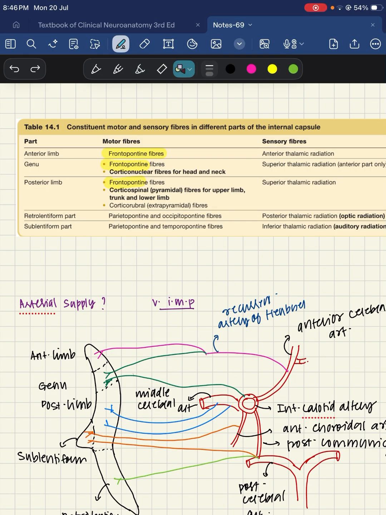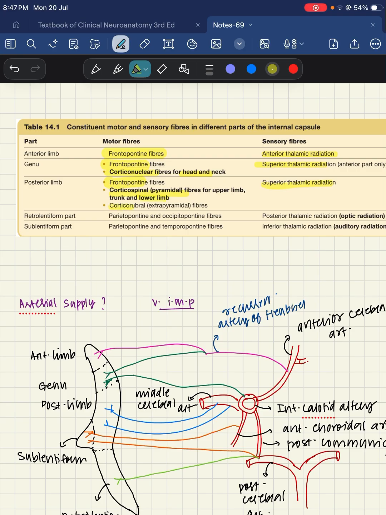In the genu we can see motor fibers, the corticonuclear fibers for the head and neck, and we can also see the superior thalamic radiations. I said superior thalamic passes through the genu, the anterior part, and the posterior limb mainly. Through the anterior limb, the sensory fibers passing are the anterior thalamic radiations. Then coming to the posterior limb, the motor fibers, the corticospinal, remember the ones being the upper limb, trunk, and the lower limb in the order as given.